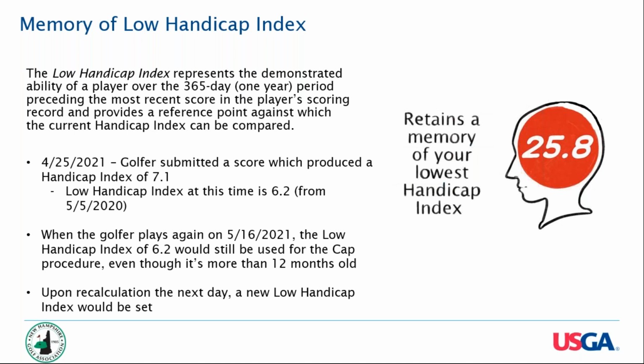So in this example that we see here, on 4/25/21, a golfer submitted a score which produced a handicap index of 7.1. The low handicap index at this time is 6.2, which was from 5/5/2020. The golfer plays again on 5/16/21. The low handicap index of 6.2 would still be used for the cap procedure, even though it's more than 12 months old. And then upon recalculation the next day, a new low handicap index would be set.